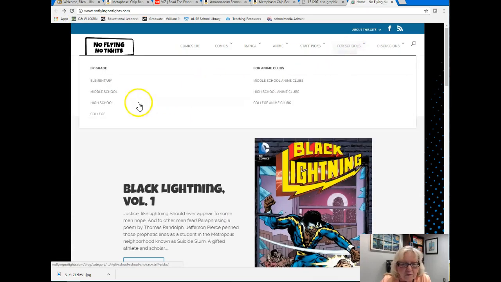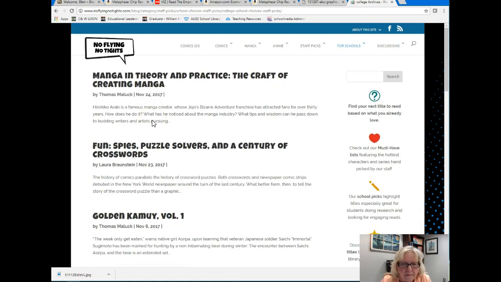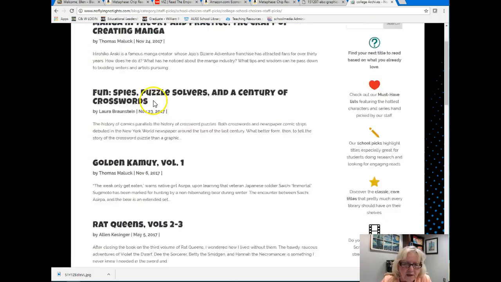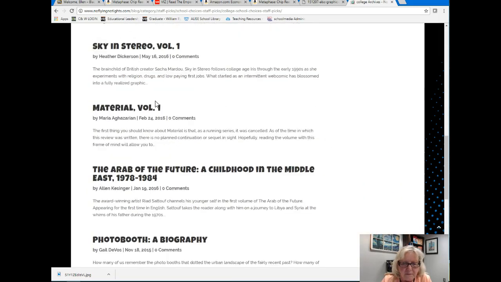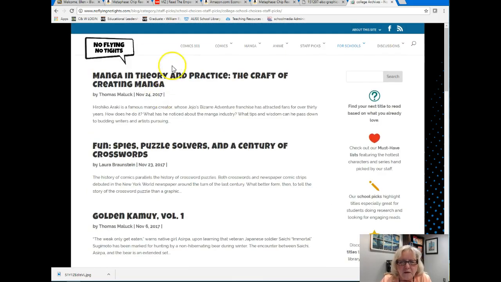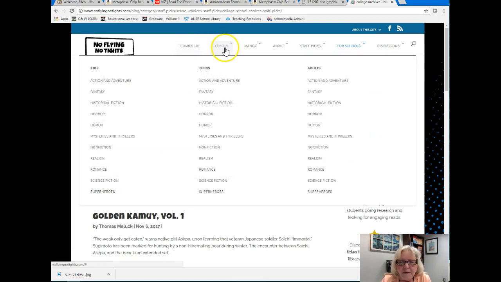I wanted to go back to schools. I'm just curious what they have for college. I didn't look at this before. Manga in theory. Oh, the craft of creating manga. And again, they have the kids comics here, all different, and this is what I was talking about.